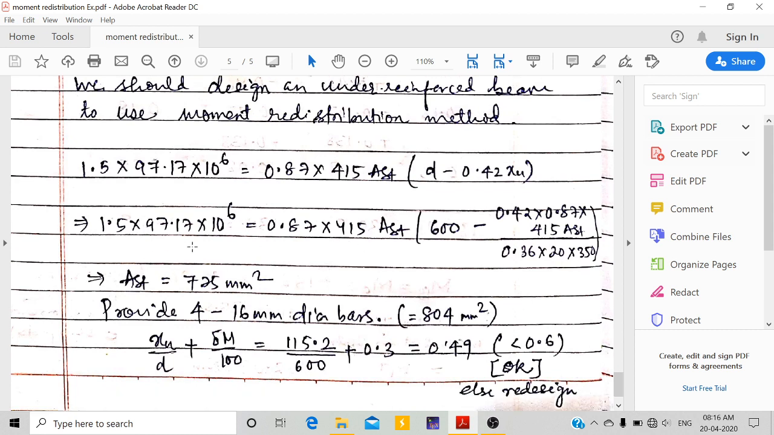After solving, this is a quadratic equation. Solving, we have got area of steel as 725 mm square. So I have provided 4 numbers of 16 mm diameter bars, which is 804 mm square.